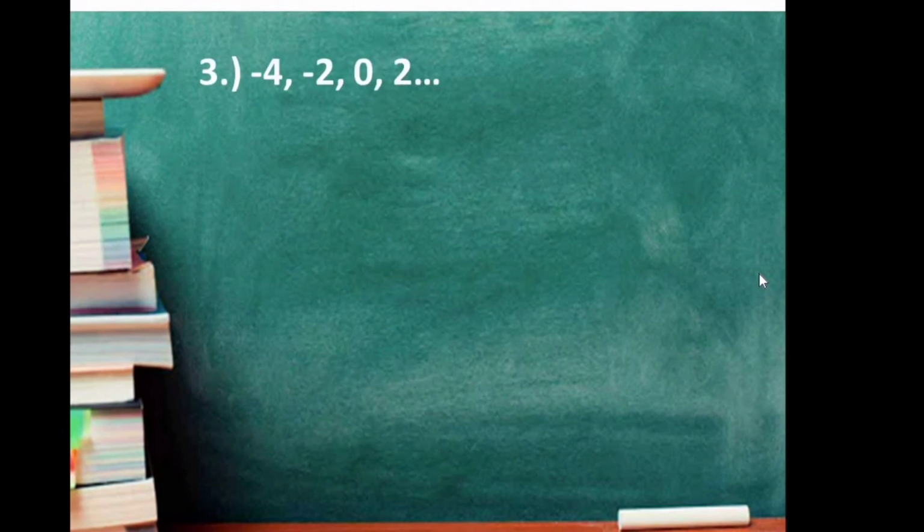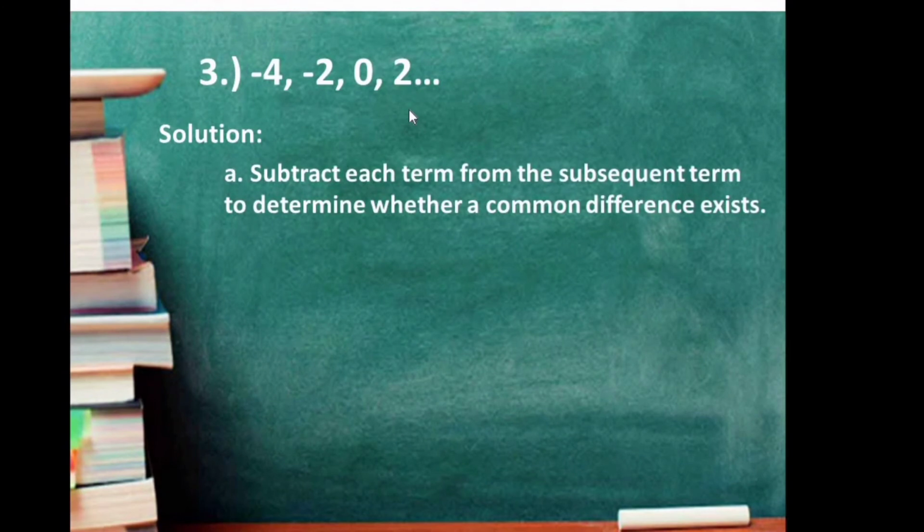Let's proceed to the third example. This time we are dealing with negative signs. So we have negative 4, negative 2, 0, and positive 2. Solution: subtract each term from the subsequent term to determine whether a common difference exists.